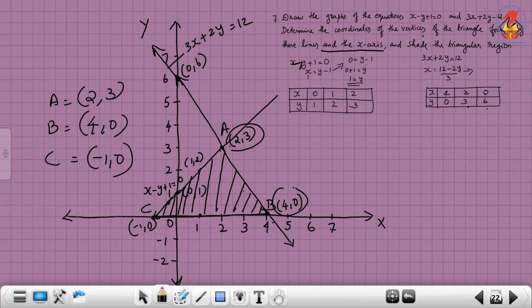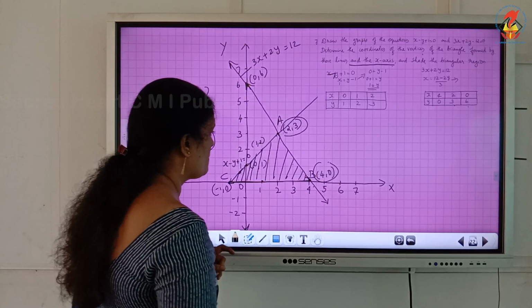Same way, you can find another triangle formed by the y axis. Instead of the x axis, in that case you shade the triangle formed by the y axis and write the coordinates (2, 3), (0, 6) and (0, 1). But since the question already gives the x axis, you should draw the triangle like this. You shade this triangle and write the coordinates of A, B, C.